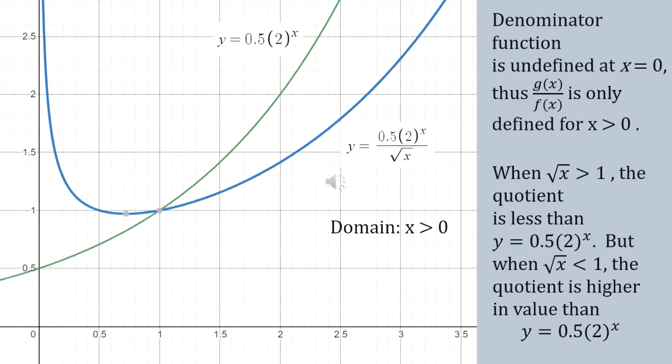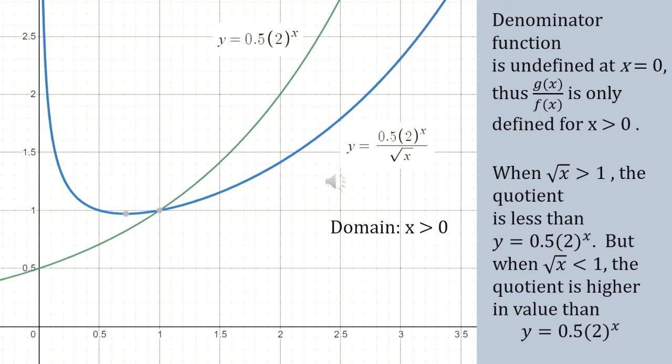Here we're emphasizing that the domain when you divide by the square root of x is further restricted to x greater than 0. We can no longer plug in 0. We're also showing that the original exponential function is this green graph, and when we divide by the square root of x, when the square root of x is greater than 1, notice the values of the quotient are lower than the original exponential function.